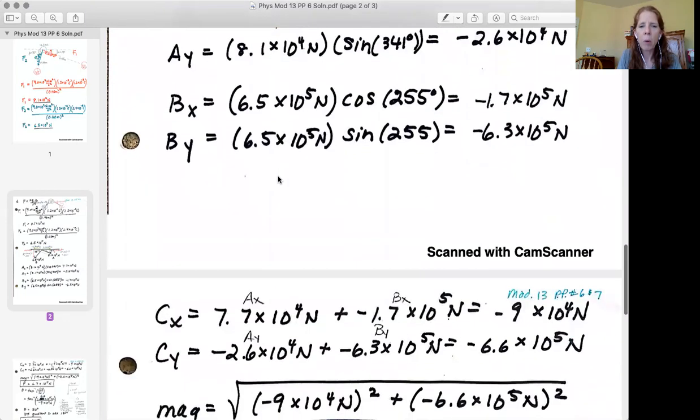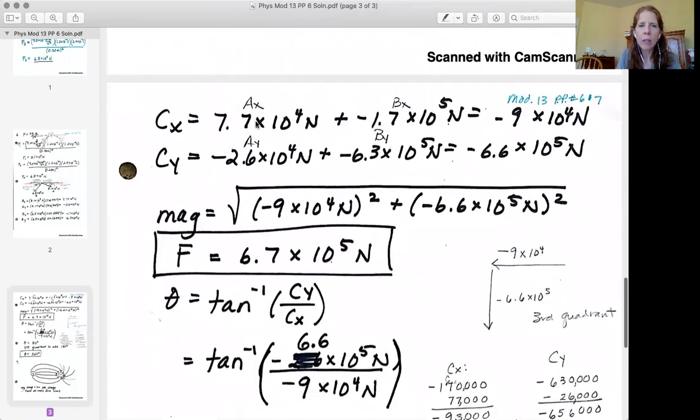Then we're going to go up to the next point where we add those vectors. So A sub x, 7.7 positive, plus B sub x, negative 1.7 times 10 to the 5th, gives negative 9 times 10 to the 4th newtons. For C sub y, we take A sub y, negative 2.6 times 10 to the 4th, and B sub y, negative 6.3 times 10 to the 5th. Add those up, we get negative 6.6 times 10 to the 5th. Those are the x and y components, not the magnitude. So we need to use the distance formula, the Pythagorean theorem, to figure out the magnitude, and we get 6.7 times 10 to the 5th newtons.